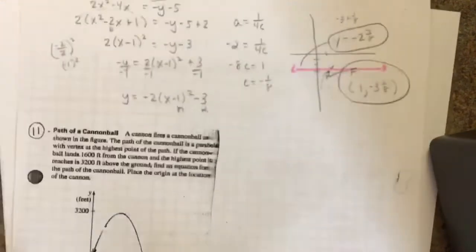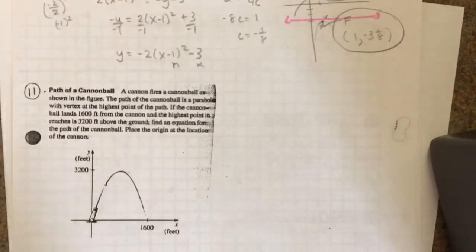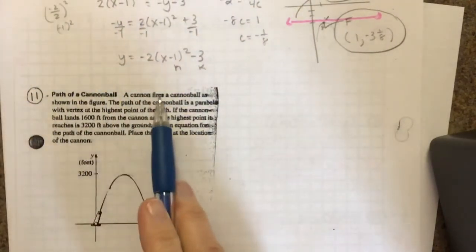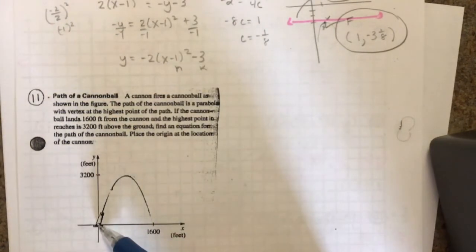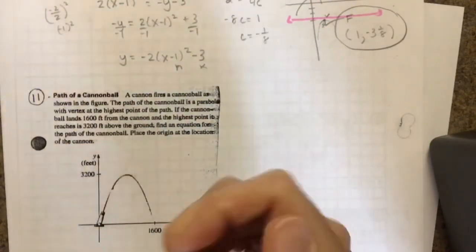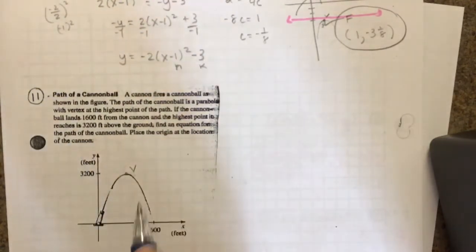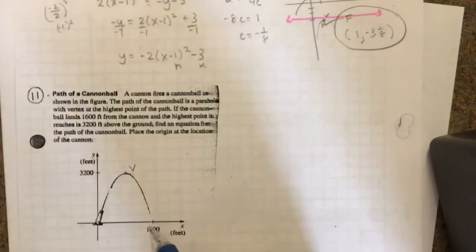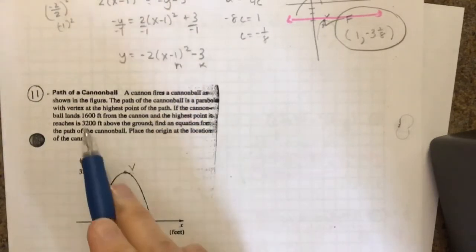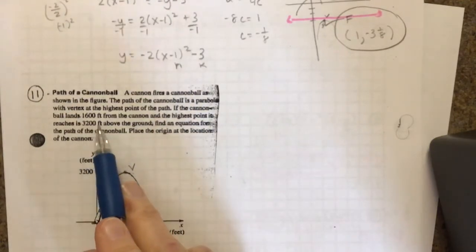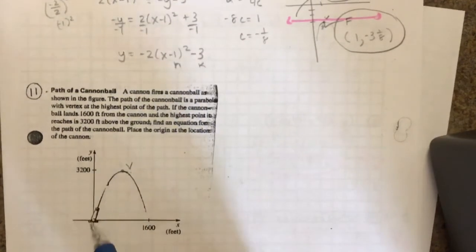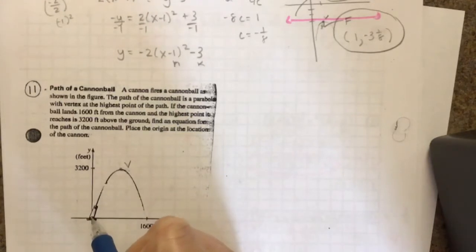All right, last problem. Story problem. Your favorite story problem. The path of a cannonball. A cannon fires a cannonball as shown. The path of the cannonball is a parabola with the vertex of the highest point. Ooh, vertex. The cannonball lands 1,600 feet from the cannon, and its highest point reaches 3,200 feet above the ground. Write an equation for the path of the cannonball. Place the origin at the location of the cannon. Right? We're saying it starts here.